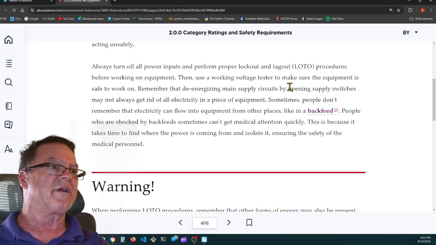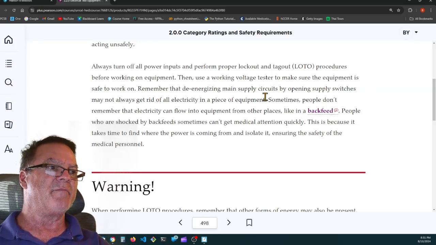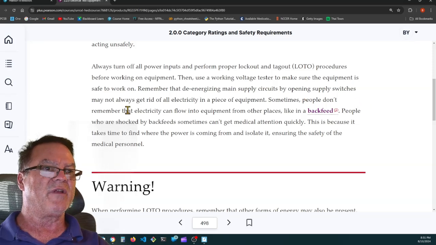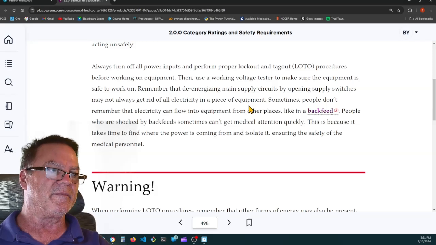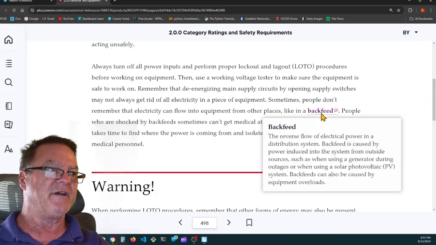Then use a working voltage tester to make sure the equipment is safe to work on. Remember that de-energizing main supply circuits by opening supply switches may not always get rid of all the electricity in a piece of equipment. Sometimes people don't remember that electricity can flow into equipment from other places, like a backfeed.